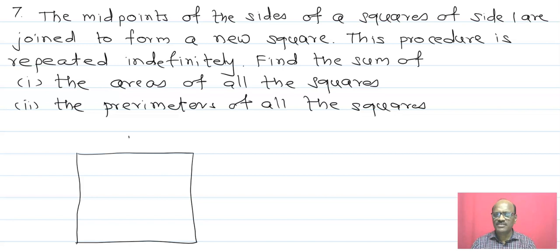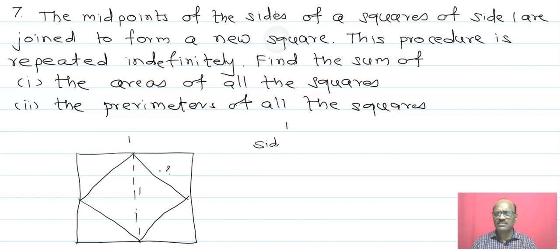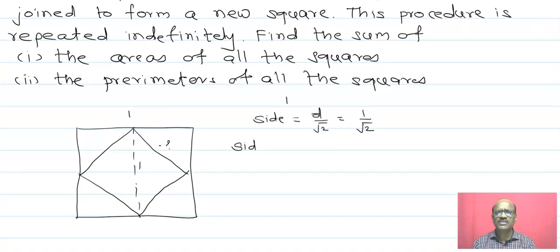Now see this square, the first square whose side is 1. Now take the midpoints of the sides of the square and join. This is the new square. Now the diagonal of the new square is 1. Therefore, we want to find out the side. There is a question mark I had written. Therefore, the side equals diagonal upon root 2, that is 1 upon root 2 is the side of the new square. The side of the first square is 1 and the side of the second square is 1 upon root 2.